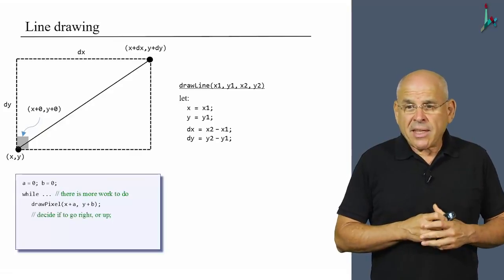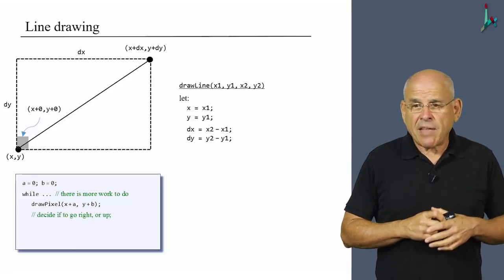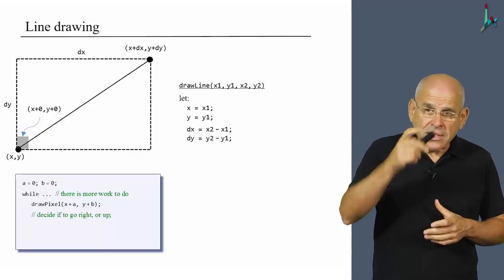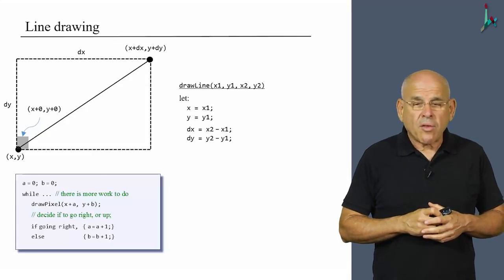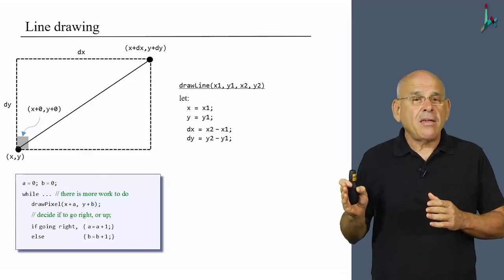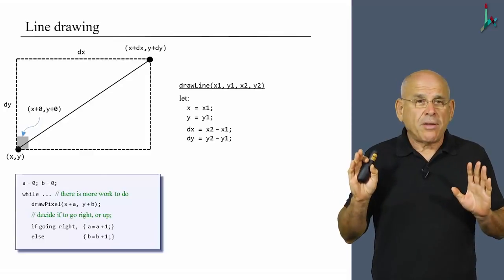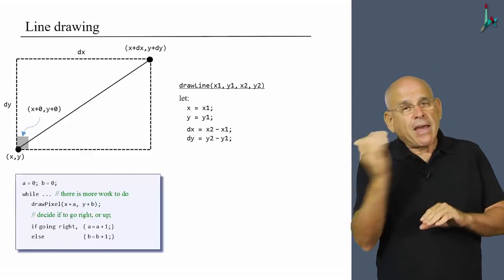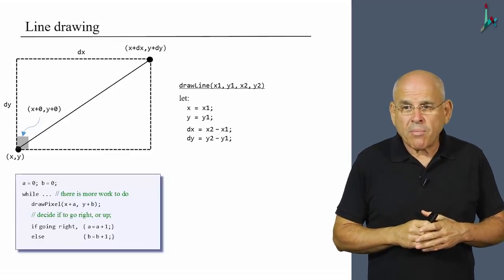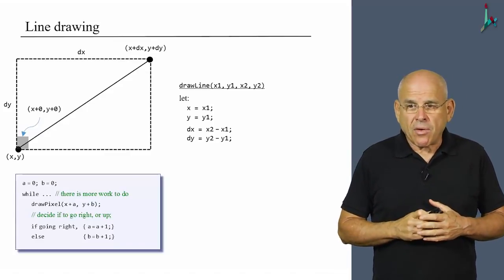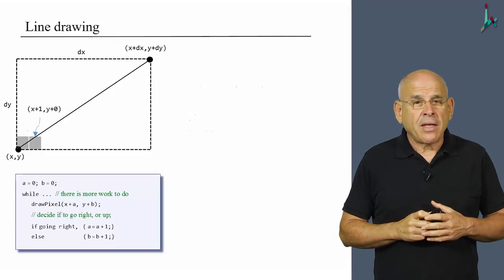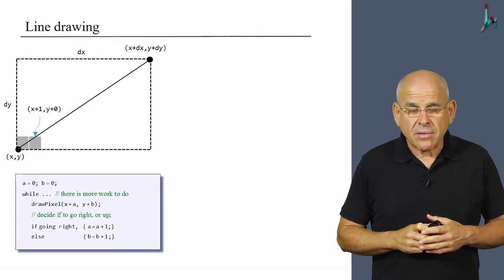And then the next thing that I'm going to do is decide if I want to go right or up. Now in this example here, I have to go to the right. So to go to the right, I increment a, and I don't touch b. So when I go back to the while, I'm going to draw the pixel x plus 1, y plus 0. And it's this pixel right here.